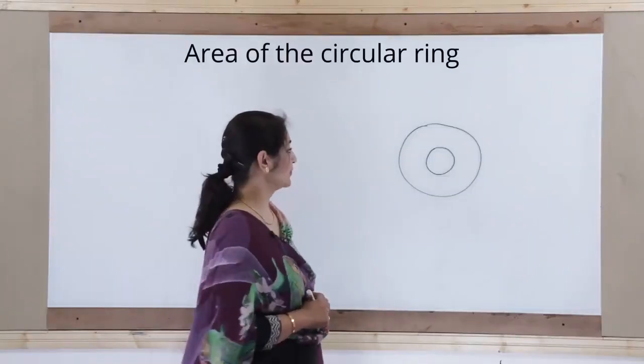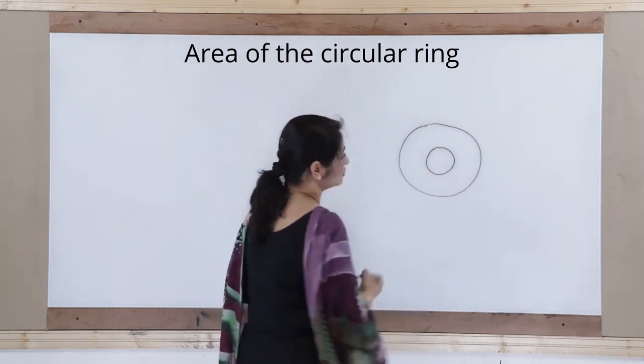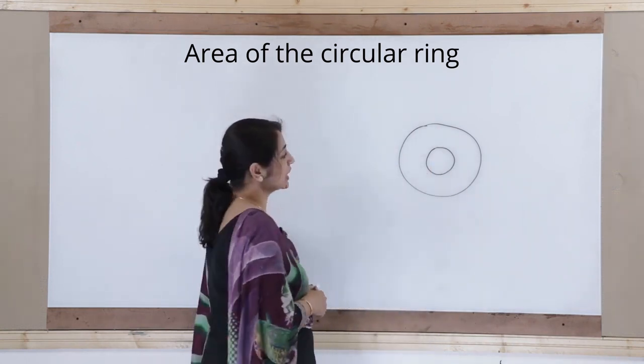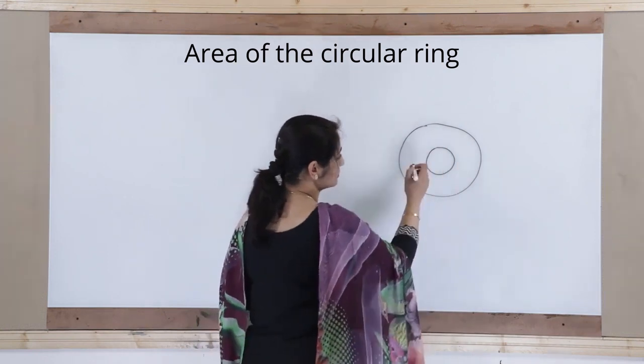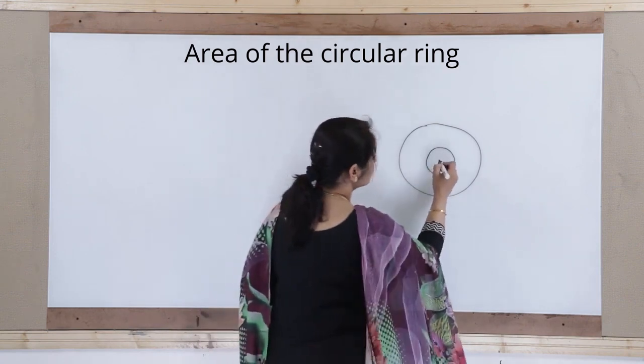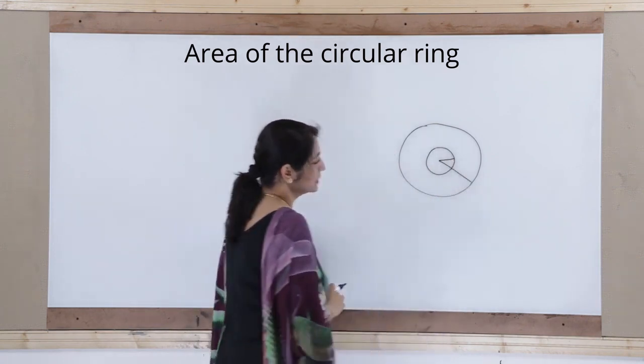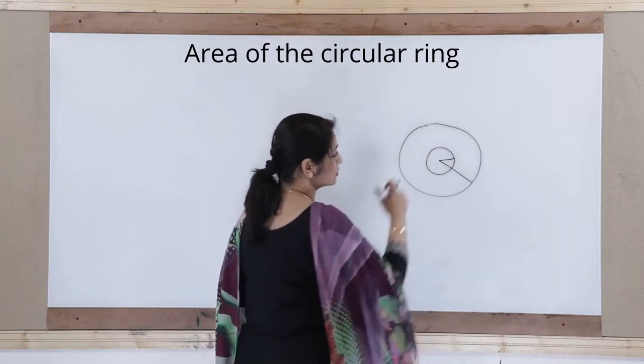Now look at this also. Here we have got two circles, one bigger one and a smaller one. Now suppose we need to calculate the area of this strip, this circular strip. Then how can we do that? Suppose we are given the radius of this circle, also the radius of this circle. So can we calculate the area of this circular strip?